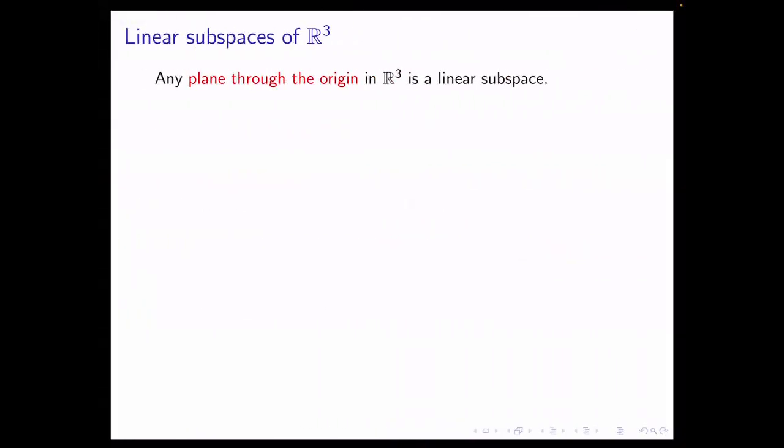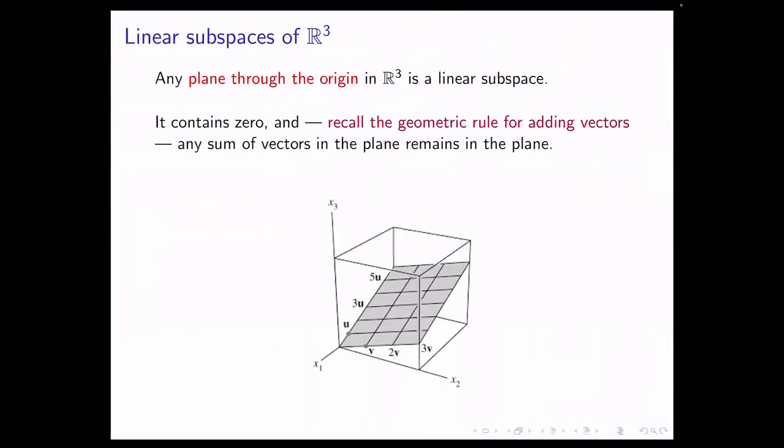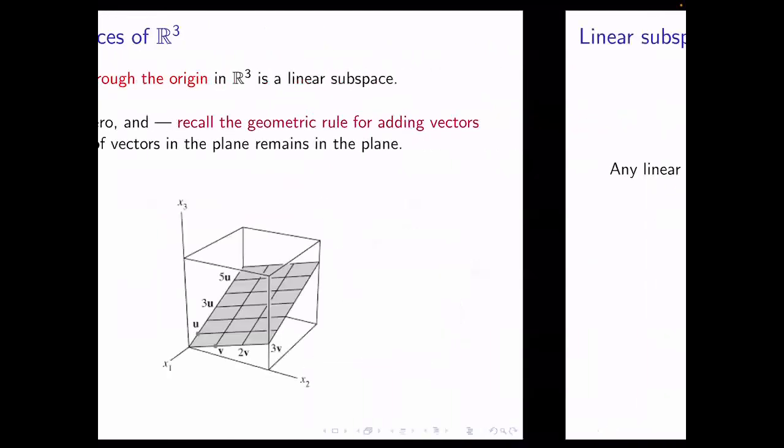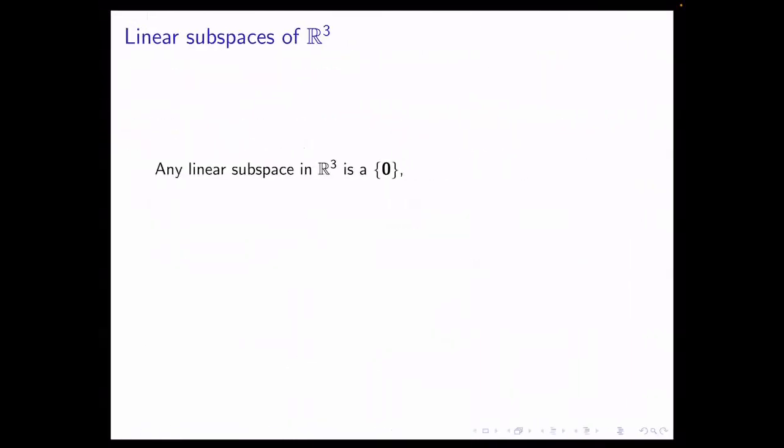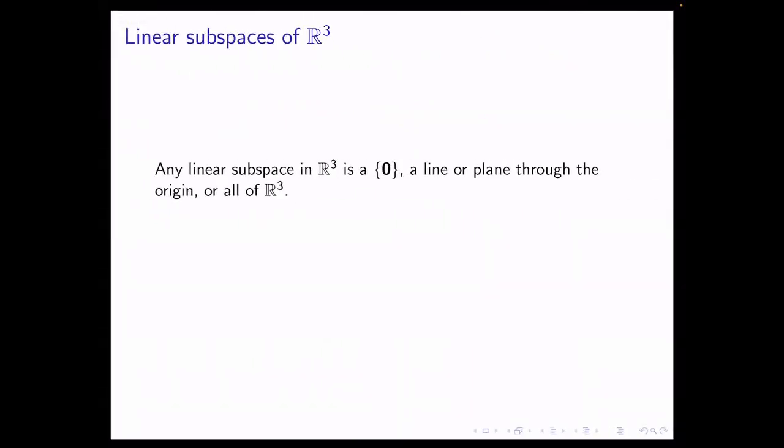Okay, now let's move on to R3. Any plane through the origin in R3 is a linear subspace. It contains 0, and if you draw any two vectors that are on this plane, like v and u, that give you a plane, then their sum will remain in that plane. Any linear combination of those vectors, in fact, will do. So any linear subspace in R3 is the origin, the 0 vector, a line or plane through the origin, or R3 itself.